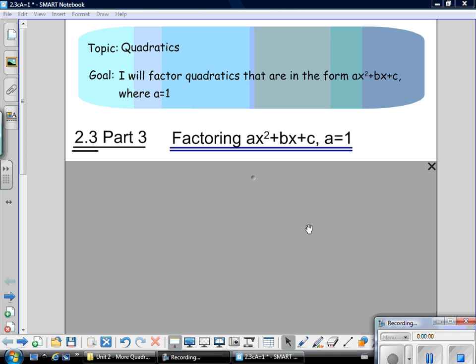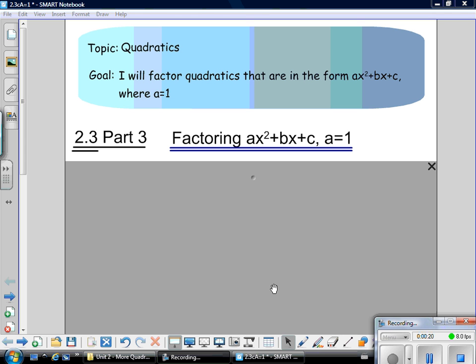Right, again, we're still working with factoring of our quadratics. This time we're going to look at quadratics in the form ax squared plus bx plus c, but we're going to restrict our a. So we're going to have a equals 1. We're not going to have a number other than 1 there. Okay, so this is the next process.